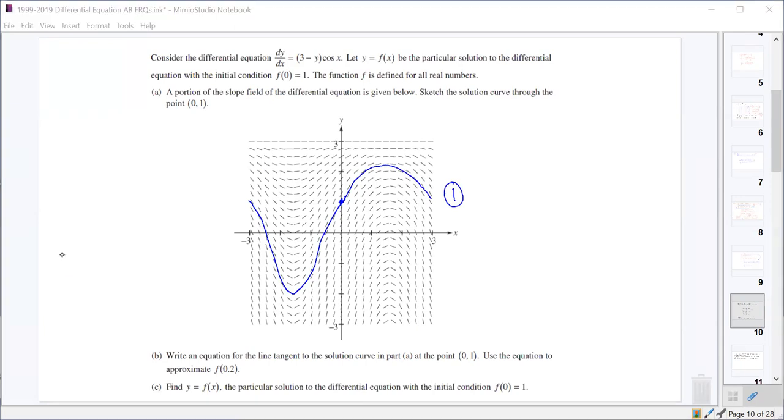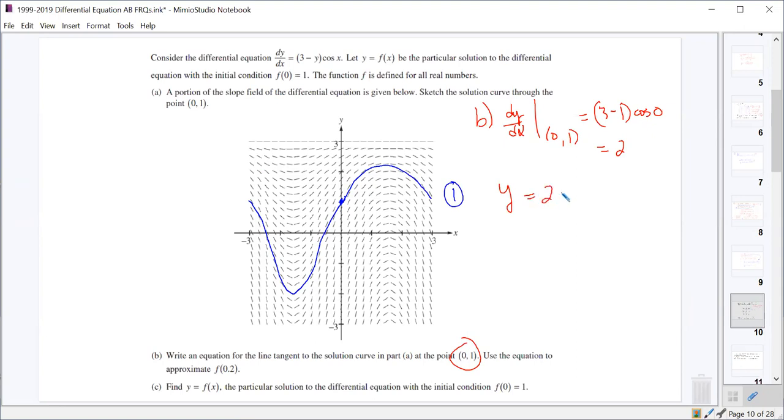All right. Part B, write an equation for the tangent to the solution in part A at 0, 1. So we need a point, there's our point, and we need a slope. So we need to evaluate dy dx at 0, 1, which should be 3 minus 1 times the cosine of 0, which gives you 2. So we might as well just write in slope intercept, right? This is a y-intercept. So y equals 2x plus 1. And 1 point for the equation.